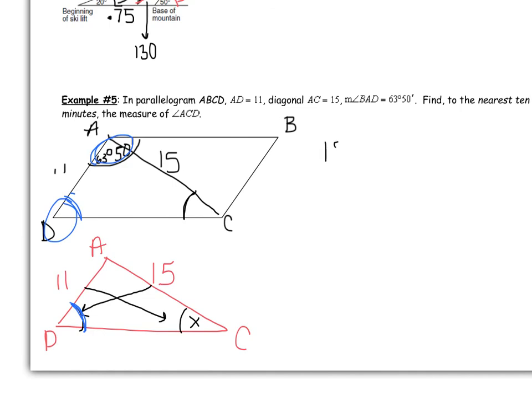So if you do 180 minus 63 degrees, 50 minutes in the calculator, so let's do that. 180 minus 63, second apps to get the degrees. Type in 50, second apps to get the minutes. Hit enter. And then second apps 4 for DMS. You get 116 degrees, 10 minutes. So that would be here.